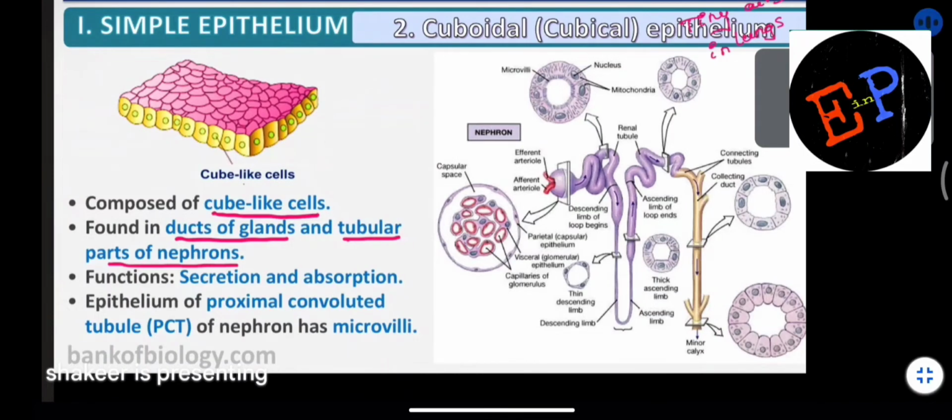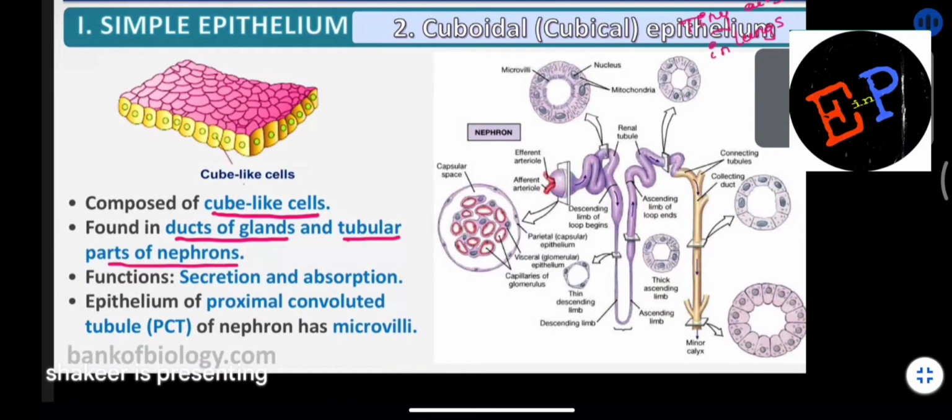So ducts of glands. We have glands which are having ducts, no? Pipes are there, through which secretions are released into the human body. So these ducts, they are completely made up of which kind of epithelium? Cuboidal epithelium. That is, the shape of the cells will be in the form of cubes. So that is why cuboidal epithelium.